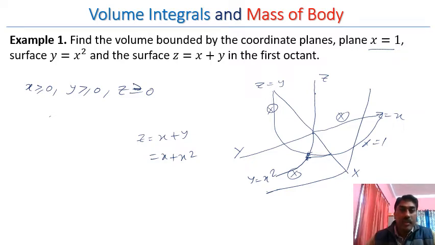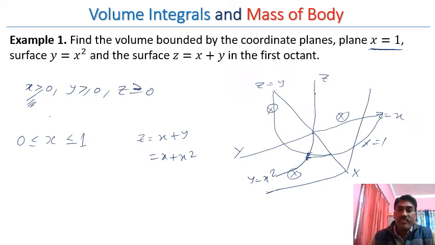So the limit of x: in the first octant x is greater than or equal to 0, so x starts from 0, and the plane x = 1 bounds it. So the value of x varies from 0 to 1. One limit that we have obtained.